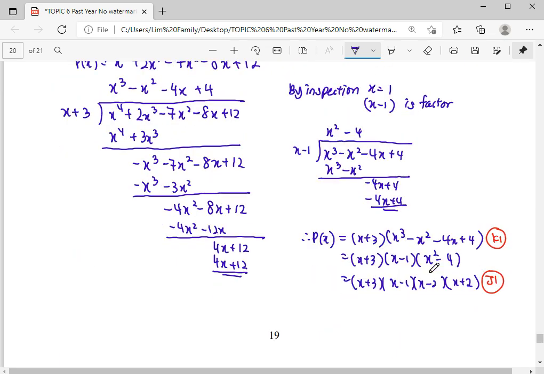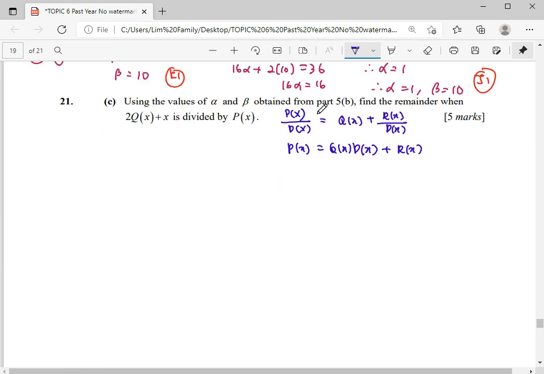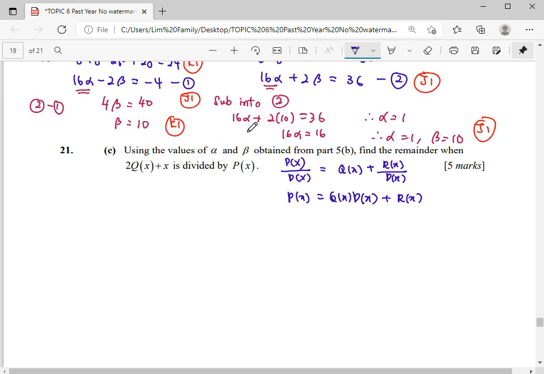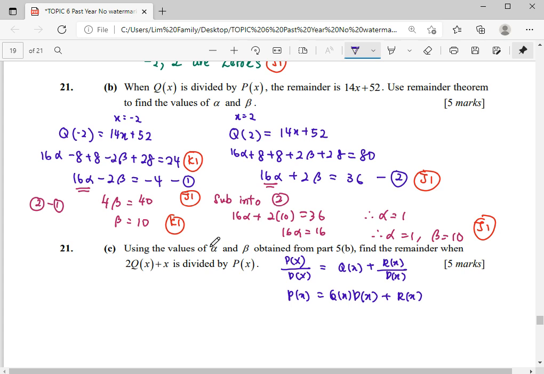So you can see here, this is the pattern. It will be our divisor, our quotient, and then at the back here is 0. So in the factorized form, normally we write it this way. In division form, if you have a remainder, we write it this way. So using your alpha and beta in 5b, in this question B, find your remainder when your polynomial times 2 plus x is divided by the same divisor px.